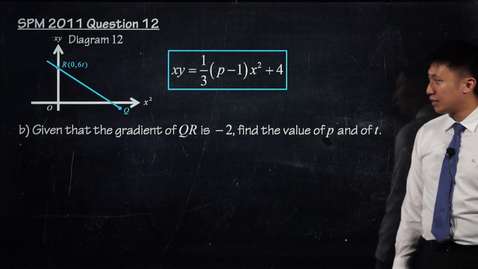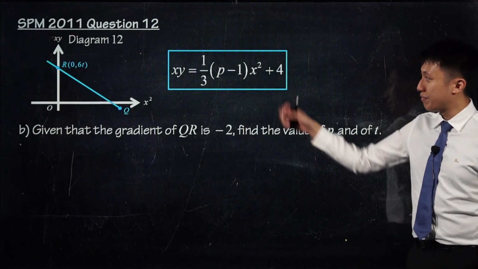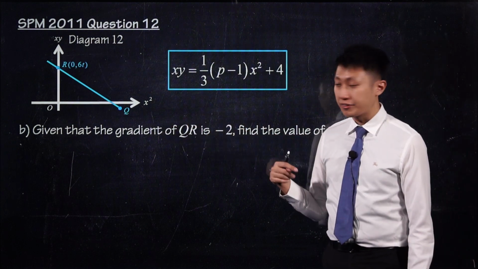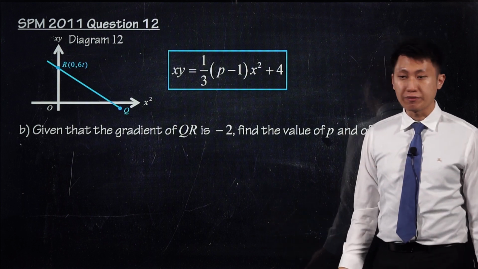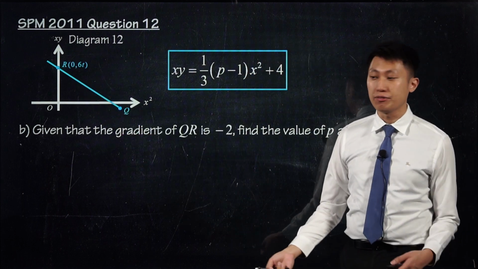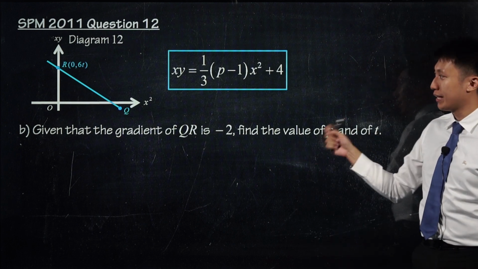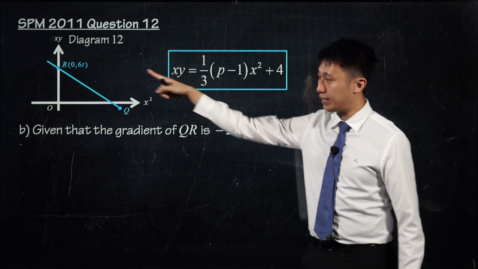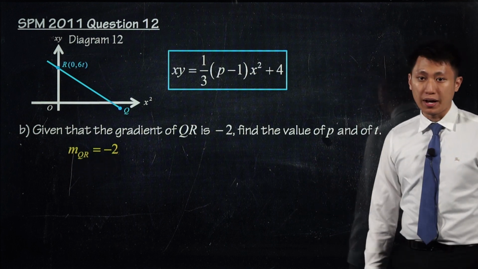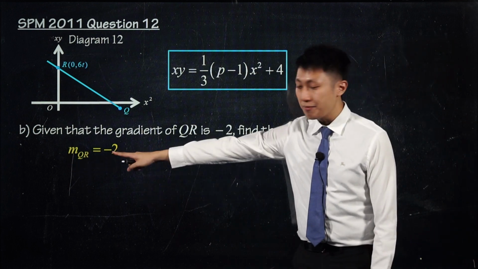Next. Okay, so we have these answers just now. We found it already. Given the gradient of QR is -2, that means this line has a slope of -2. Find the value of P and T. P is given here and T is given there. Okay, so now we are going to compare this.